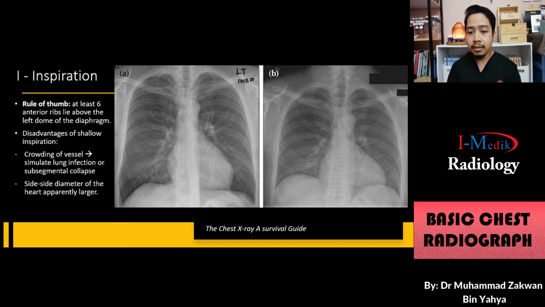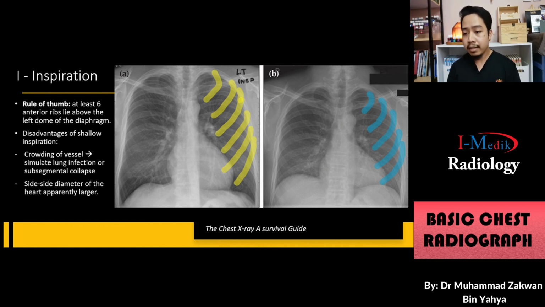So we can see here, on the left hand side A, we can see 7 anterior ribs, the 6 anterior ribs above the left hemidiaphragm. On the right hand side, the under-inspiratory film, we can see only 5 anterior ribs above the left hemidiaphragm.